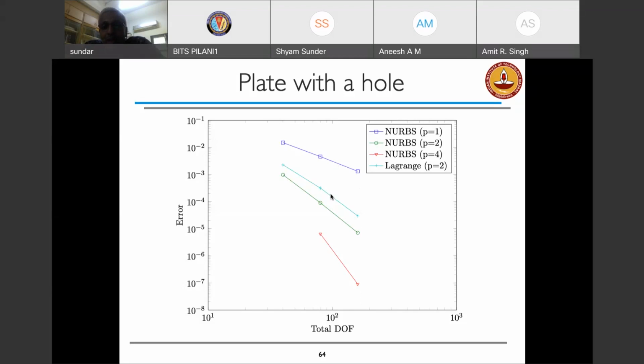Of course, between p equal to 1 and p equal to 2, you see a drastic difference, and as you increase the order of the polynomial, the approximation improves, so the error actually decreases. In fact, if you see NURBS p equal to 2, it is already better than Lagrange p equal to 2, which is a good sign. And at p equal to 4, the error is already at 1e minus 7. So even for the same degrees of freedom, you can see that this gives a very efficient method, not only in terms of representing the geometry, but also in terms of capturing the displacement error.